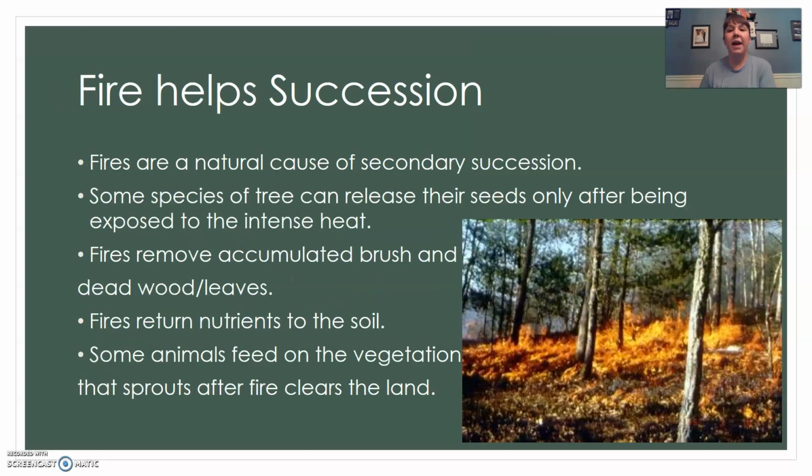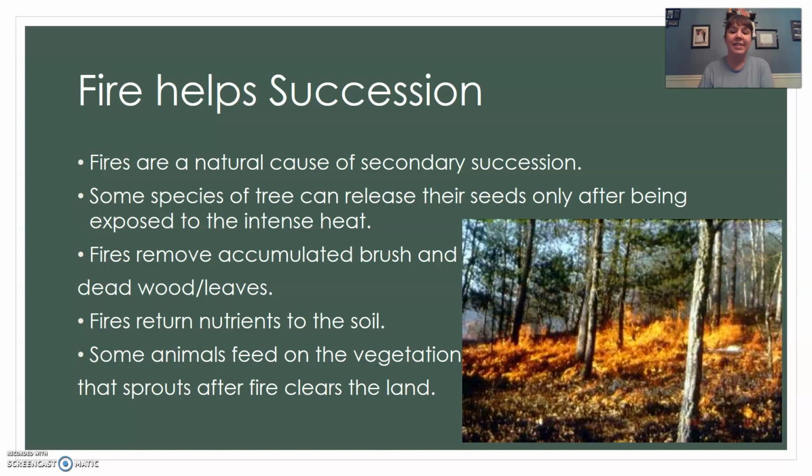And finally, let's look at fire. Now, fire can actually be beneficial. It's a natural part of many ecosystems, and it's a natural cause of secondary succession. Some species are actually adapted to fire behavior. And so after intense heat, that might be a signal to pine trees to drop their seeds to reproduce. It also helps to remove accumulated dead leaves and limbs and brush that could cause even worse fires or could prevent low-growing shrubs and plants from growing, and it returns nutrients to the soil. Some animals prefer the vegetation that grows right after the land has been cleared by a wildfire. So wildfires we think of as a bad thing, but it's actually a natural part of our ecosystem and can be very beneficial when not completely out of control.